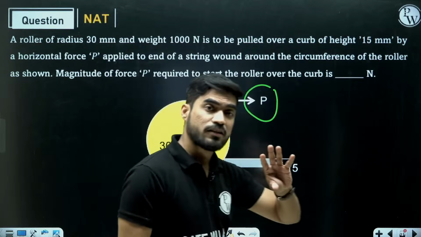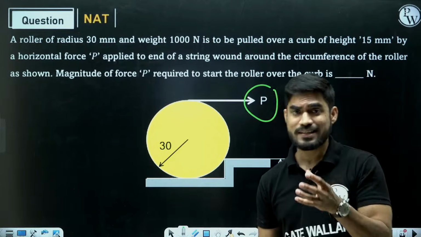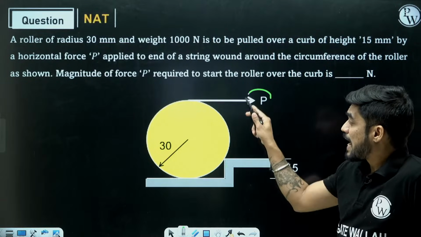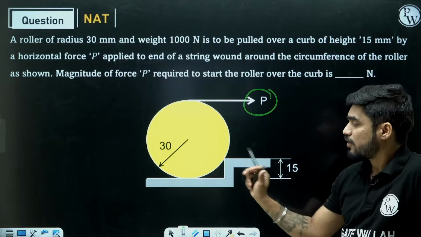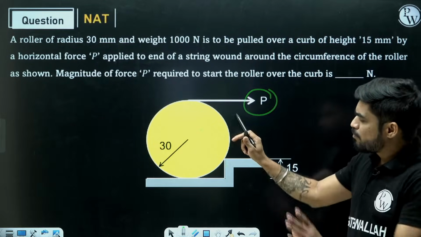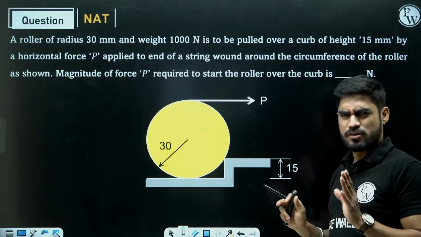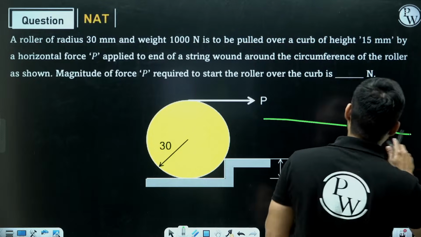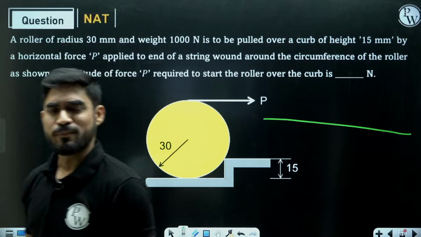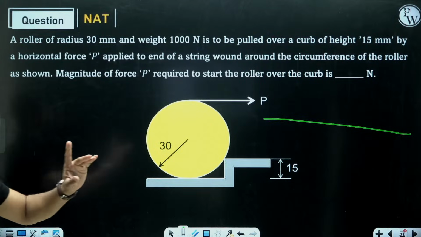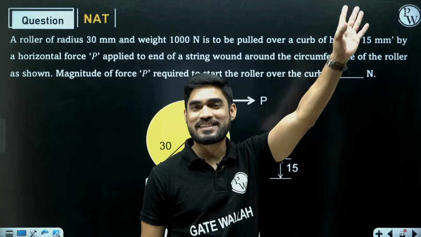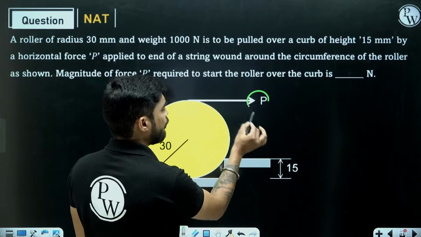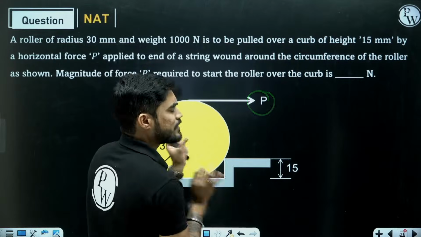So understand the situation here, understand the criteria here. What they are saying is we need to apply a force just enough to start this roller. See, you can pull this roller with a very high force. What will happen? This roller will jump on this curb and it will accelerate towards right. But they are not asking you to take this roller away. They are just saying, tell me the minimum amount of force P required to just start the roller.